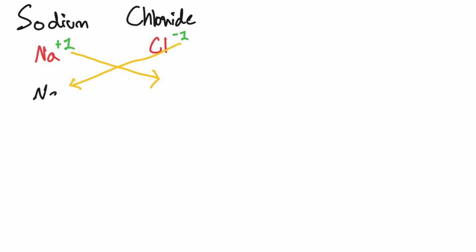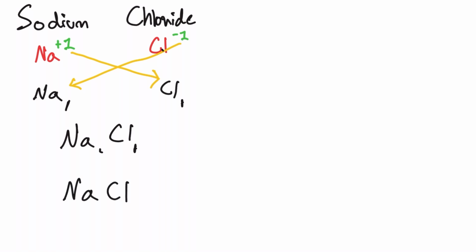So writing our sodium atom again, the charge from chlorine would come down here after crossing over and form a subscript 1. And writing our chlorine atom again, the charge from sodium would come over and form a subscript 1 for chlorine. If we then combine this into Na subscript 1, Cl subscript 1, because they both have the same subscript 1, it's redundant. And so we can just write NaCl. This is the chemical formula for sodium chloride.